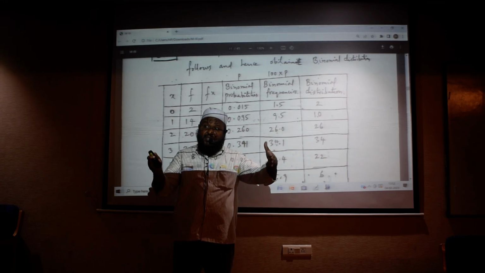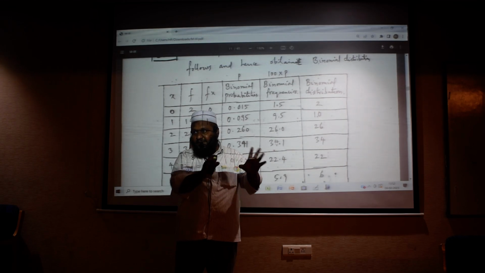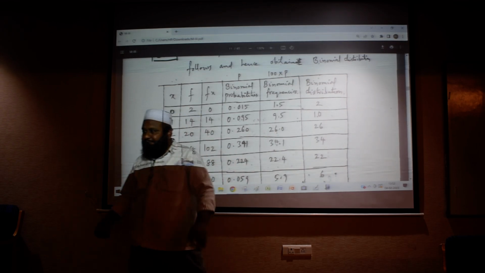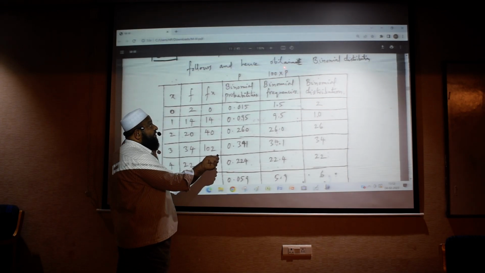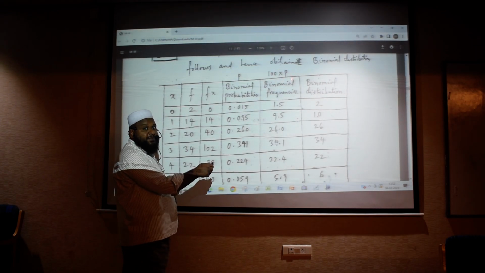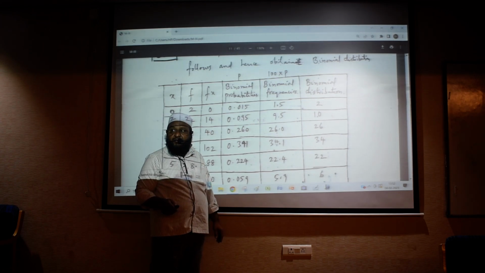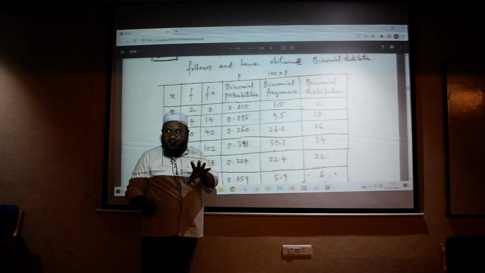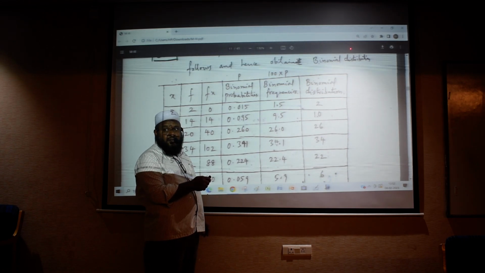Yes, sir. So the total n value you have to multiply with the probability value to get that figure, right? I hope you have understood. So what is this value? 100 into p. Why am I multiplying 100 into p? The total frequency is 100. Yes, sir. That is nothing but the n value. That n value 100 I am multiplying with p.